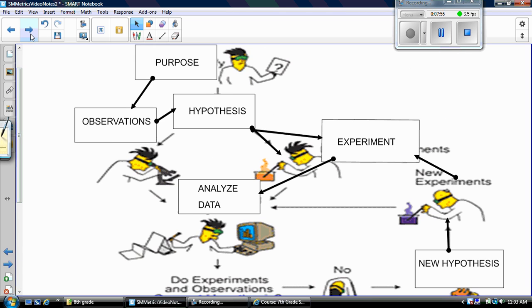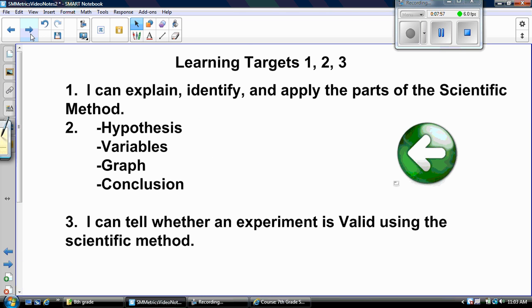So hopefully after the notes, you should be able to identify all the parts of the scientific method and apply them, be able to write a hypothesis, identify variables, graph data, form a conclusion, and be able to tell whether an experiment is valid or not. Remember, it is only valid if only one independent variable is changed and there are more than one trials tested.